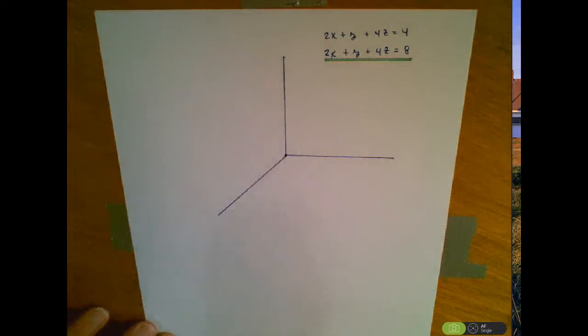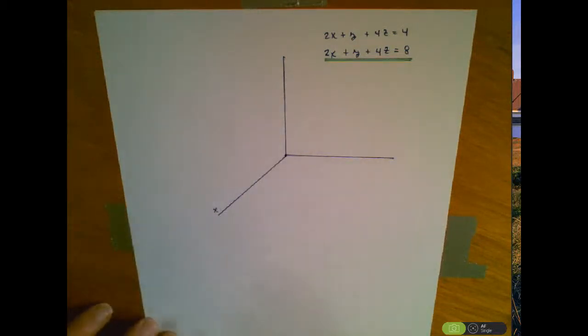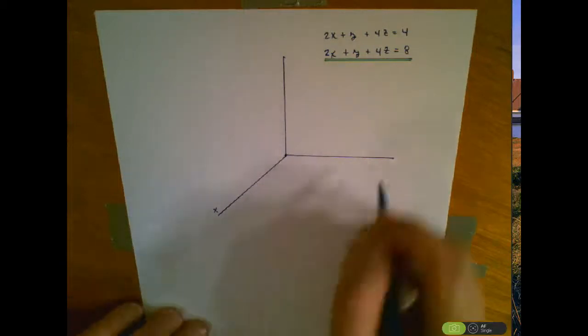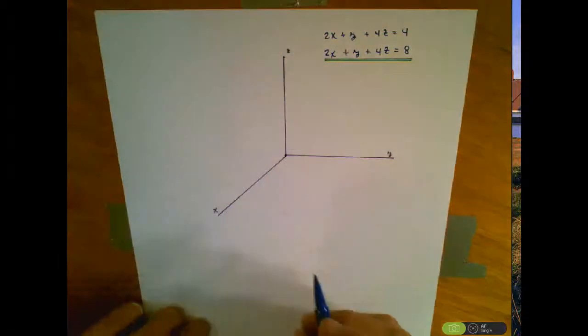But I'm going to label this one x. This is going to be my x, and this is like coming out of the page or in the plane. You've got to use your imagination a little bit. If that's x, this is y, and then this is going to be my z.